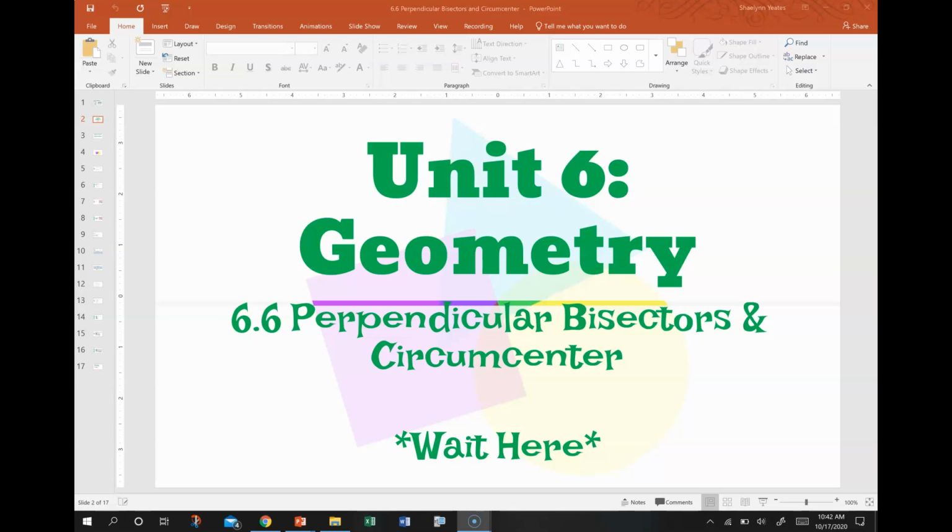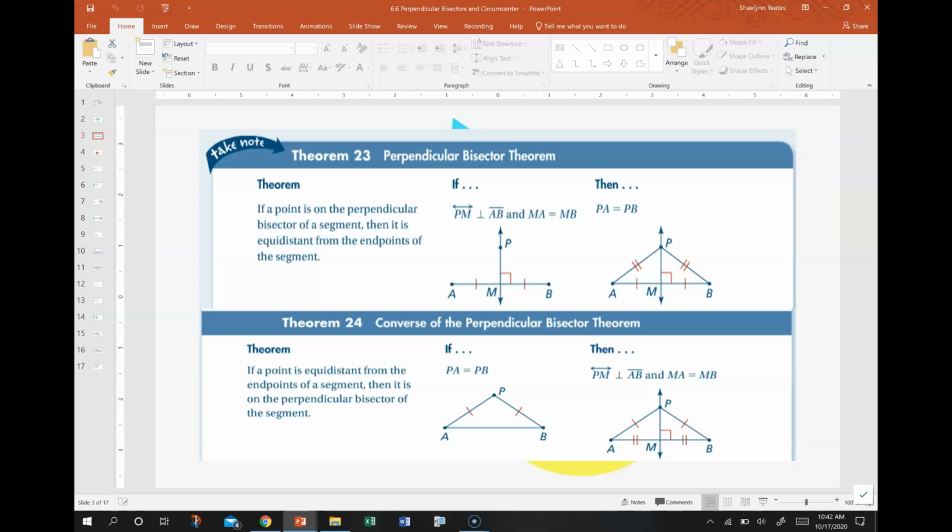Alright, so today we are talking about our first triangle center. Yay! Or not yay, whatever you feel. We have to talk about the perpendicular bisector theorem first, because you would have learned this last year.